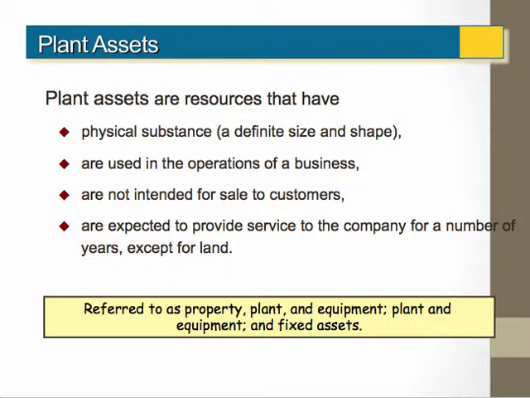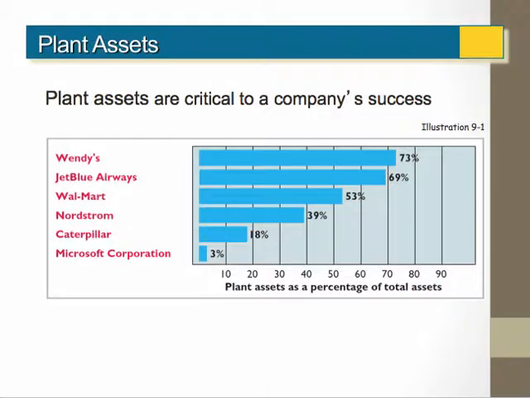And the whole idea of these assets is that they will last longer than a year, with the exception of land that may last forever. Now, typically, these assets will be labeled on a financial statement as plant and equipment, or property, plant, and equipment, or even the term fixed assets. So in other words, you need to be flexible when you read a financial statement: if you see any of these terms, they're talking about plant assets.